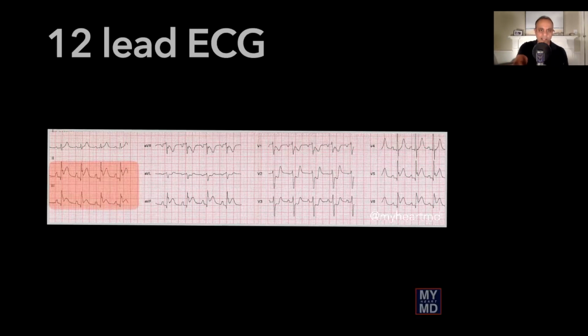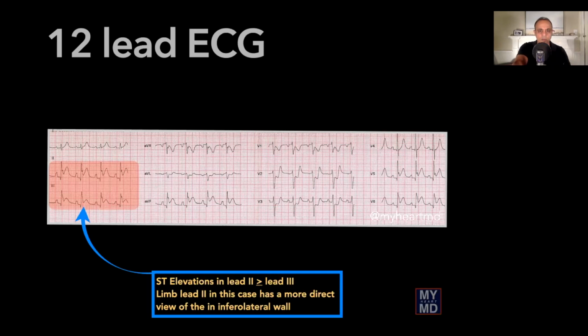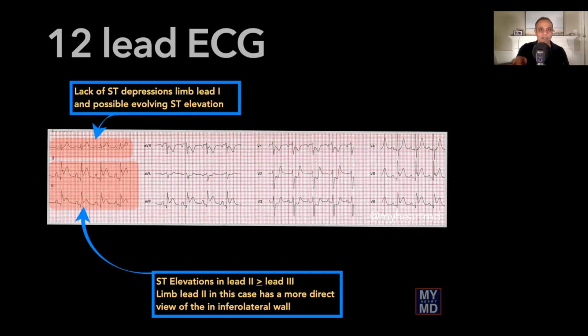And especially in the inferior leads, one sees elevations in limb leads 2 and 3, with ST elevations in lead 2 being significantly greater than lead 3. Remember, in this case, lead 2 has a more direct view of the inferolateral aspect of the heart. So it kind of gives us a clue about what's going on here, right? In addition, limb lead 1 has some elevations, isoelectric, but maybe some straightening or elevations. I can see that there.